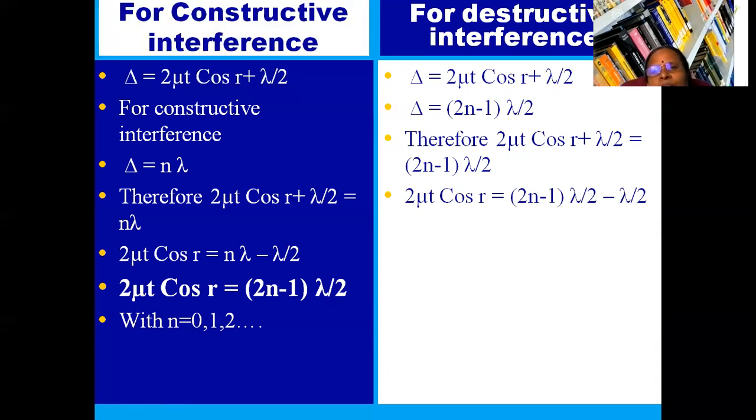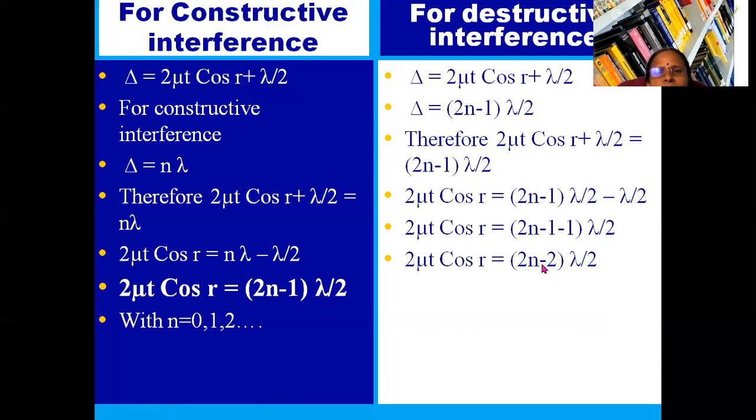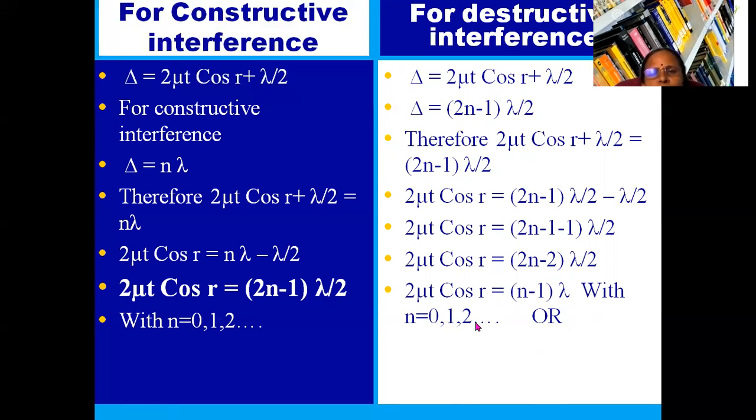Again, rearranging, what we get? Let us take this lambda by 2 to the right-hand side. It will become minus lambda by 2. Take common this lambda by 2. So it will become 2n minus 1 into lambda by 2, or 2n minus 2 into lambda by 2. Take 2 common, it will get cancelled with this, and it will become n minus 1 into lambda by 2, with n equal to 0, 1, 2, 3 and so on.